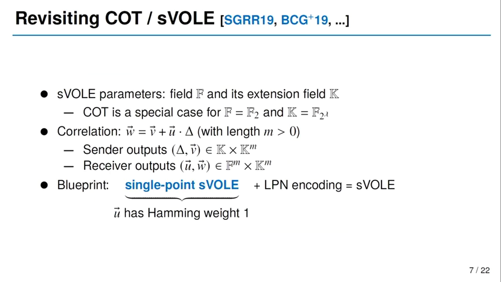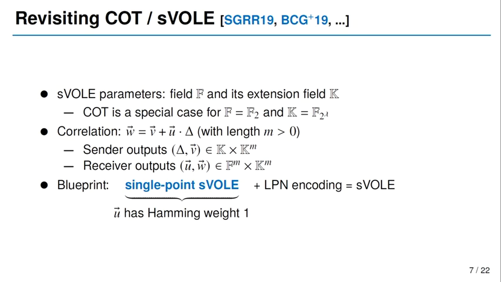Okay, let's begin with a brief recall of how we can construct COT or SVLE. Here, SVLE is parameterized by a field F and its extension field K, and COT is a special case of SVLE. In an SVLE correlation, the sender has a global key delta and an output vector V, while the receiver has two output vectors U and W.